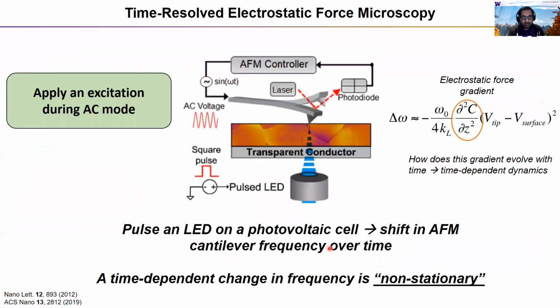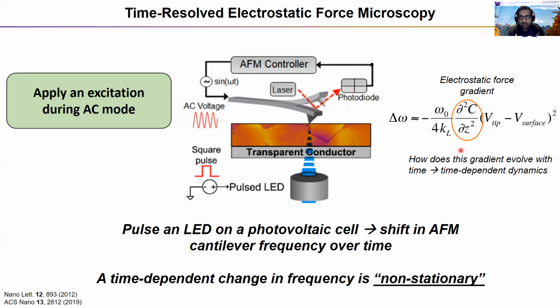Now, the way that we do that is using a method called time-resolved electrostatic force microscopy. So what this method does is we apply an excitation, record the cantilever data, and then convert that cantilever data into frequency versus time. So let's go into that in a little bit more detail because that motivates why we developed this new method for extracting that data. So first we apply an excitation. That might be, say, a pulsed LED on a solar cell. And then in our AFM, we're recording that response.